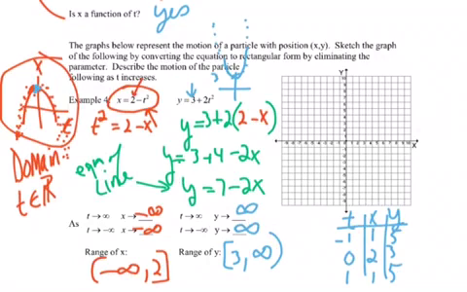So now let's plot those points. So the first point is 1, 5. So 1, 5, that's right here.